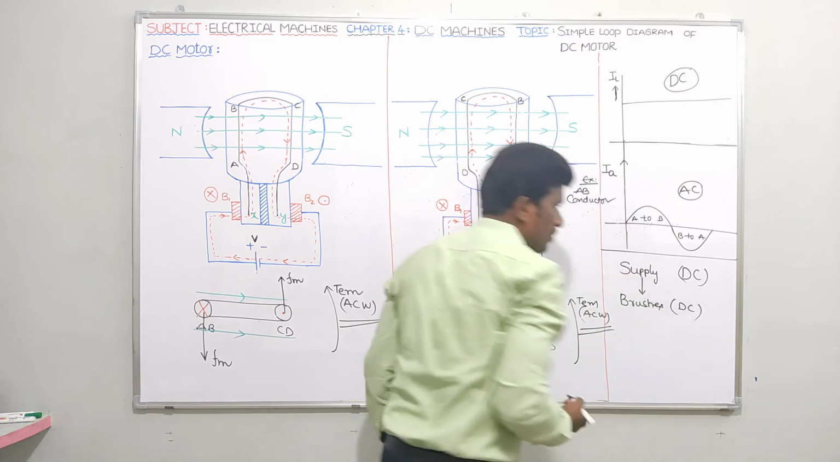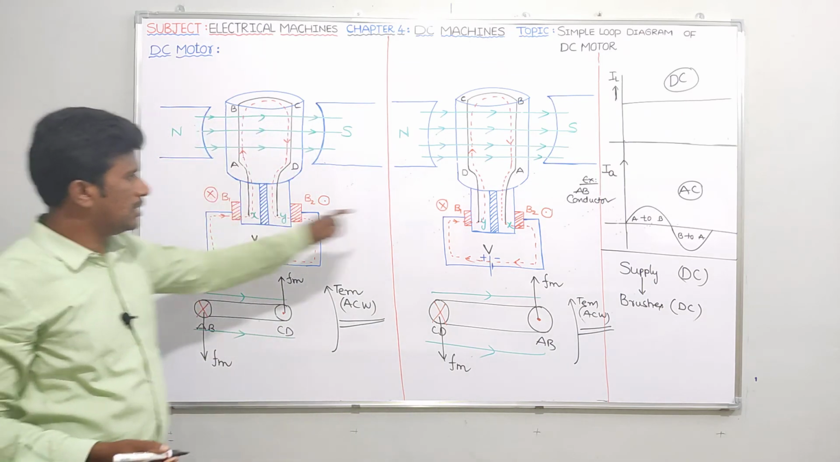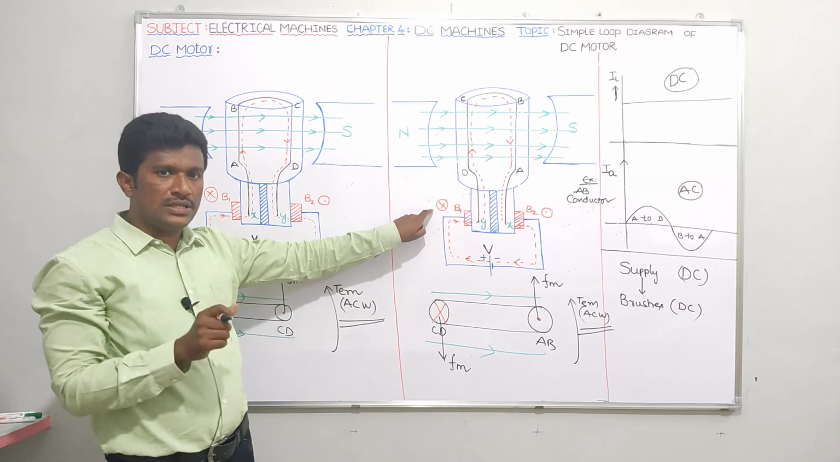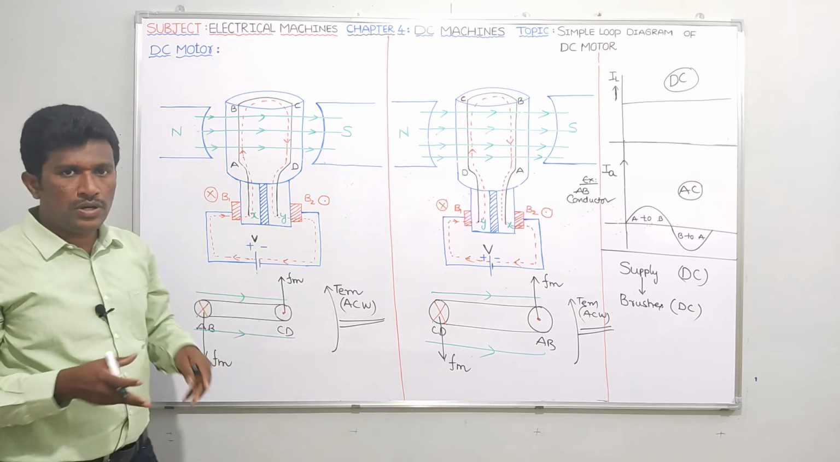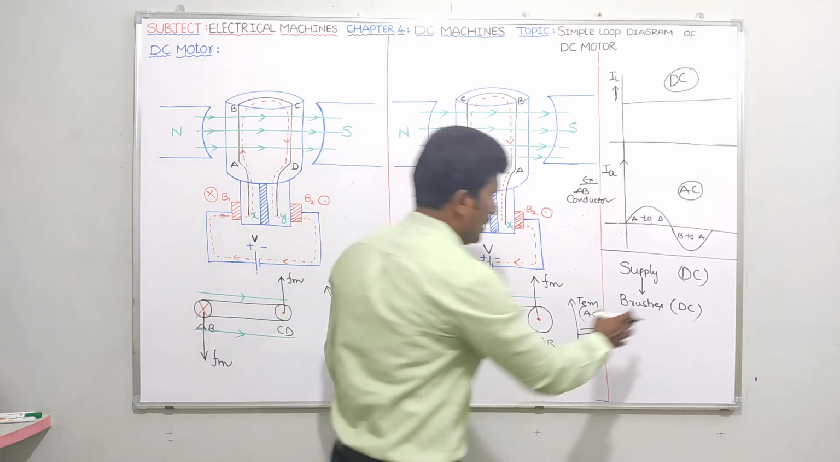DC supply only. If I arrive out, you can check at B1 brush cross. In this case, here also cross. Polarities are fixed. They are not changed. Means DC supply only we are getting at the brush. B2 dot. Here also B2 dot. Okay. So I got DC supply at the brushes.